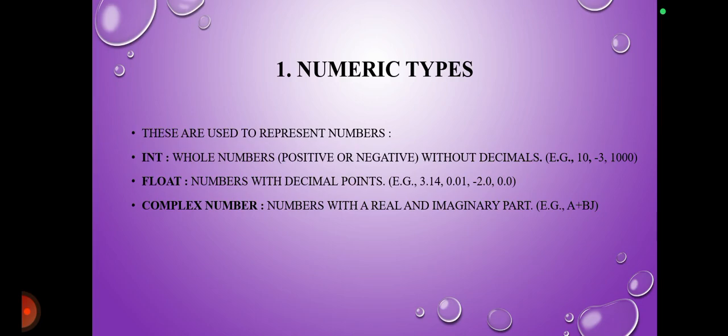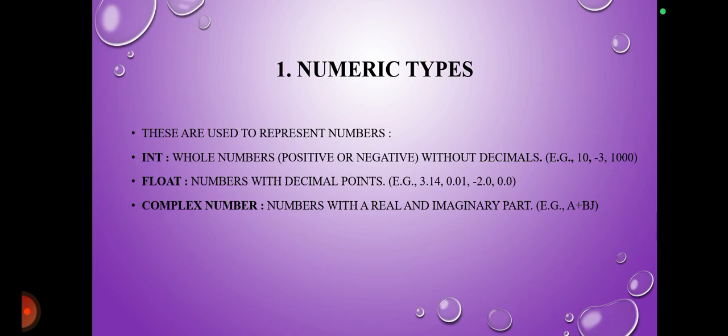Float. Next we have floats. These are numbers with decimal points like 3.14, 0.01, -2.0, or even 0.0. Floats are great for calculations where precision matters, like price, measurements, or averages. Finally, we have complex numbers, which are used in advanced mathematics and engineering. They have a real part and an imaginary part, written in the form a + bj. For example, 3 + 4j.